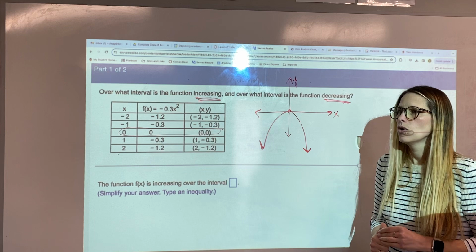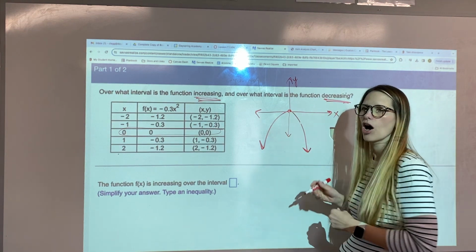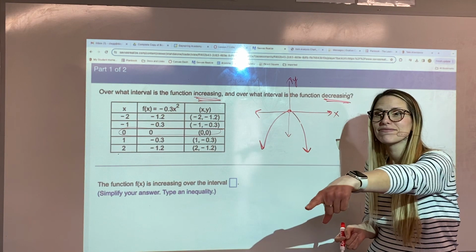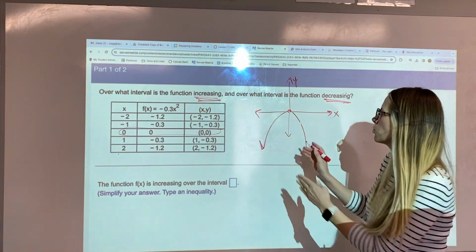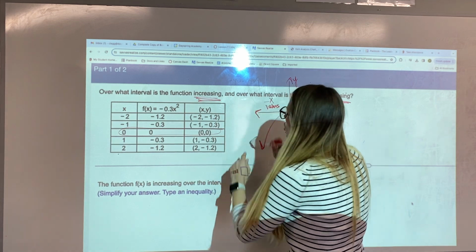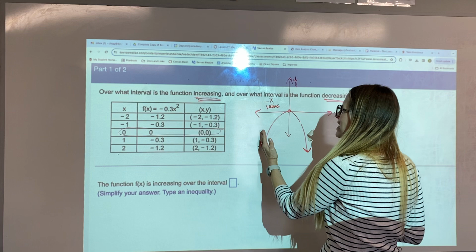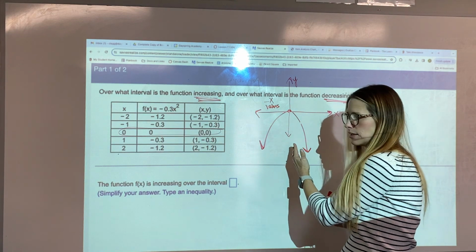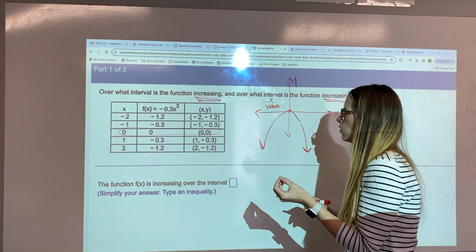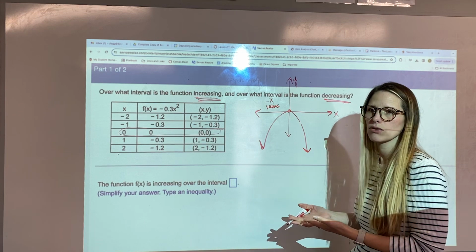Okay. What do all the x values on the left side of the y-axis have in common? They're negative. Very good. So these are negative x values. So the function is increasing over the negative x values, right? Now, that's not your answer, but it's so close to the answer.